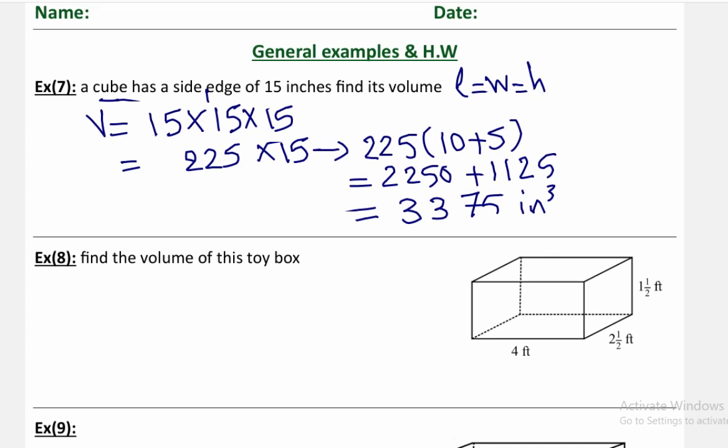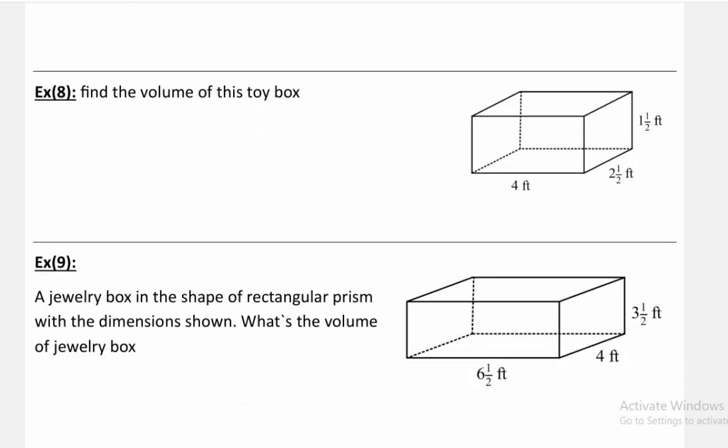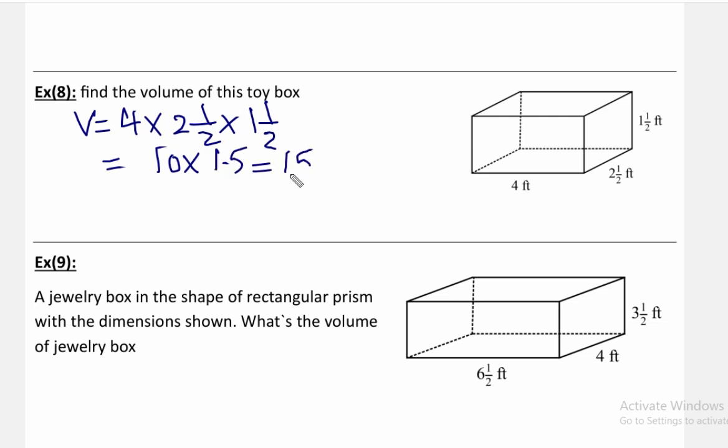Solve another one. Pause the video and replay, check your answer. Find the volume of this toy box: 4, 2 and a half, and 1.5. Simply, the volume will be 4 times 2.5 times 1.5. 4 times 2.5 is 10. Convert this to decimal. 1.5 times 10 equals 15. 15 feet cube. That's it.